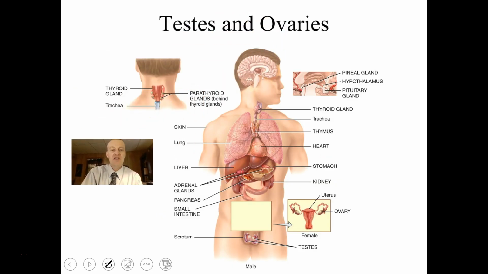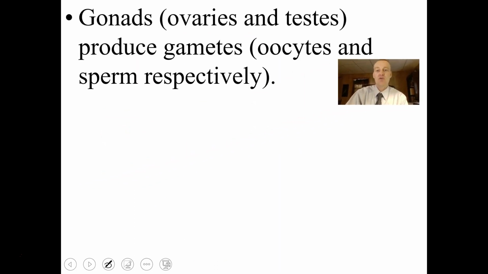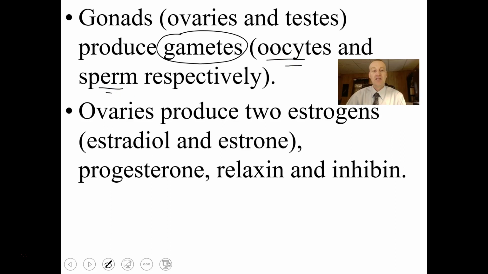Your testes and ovaries are also endocrine glands. The gonads, the ovaries and testes, not only produce gametes, which are oocytes in females and sperm in males, but they also produce various hormones. So estrogen, there are two different kinds, estradiol and estrone. These are produced by the ovaries.